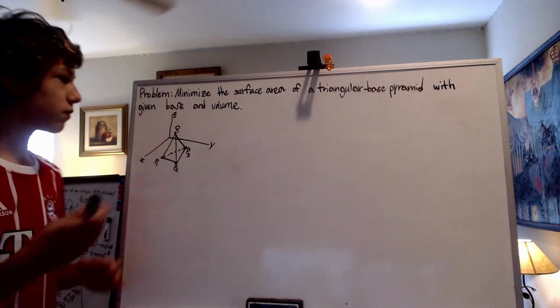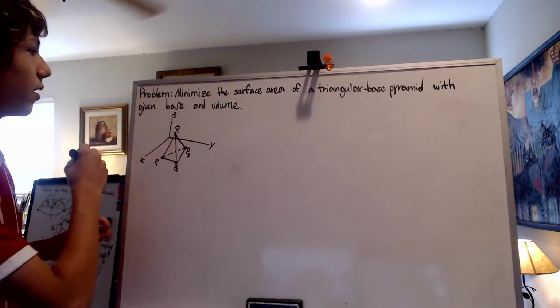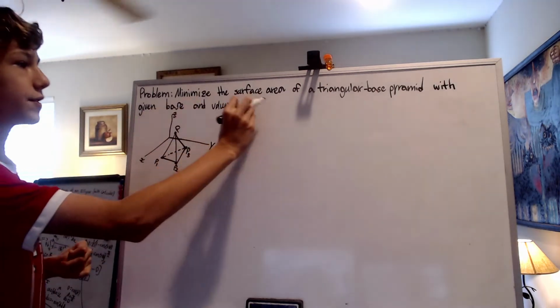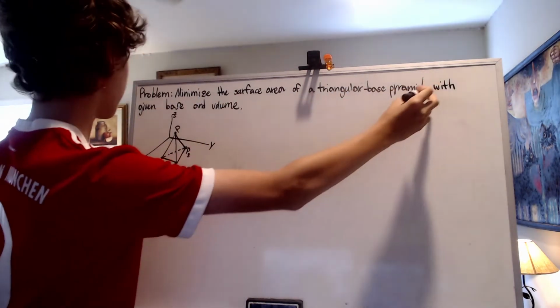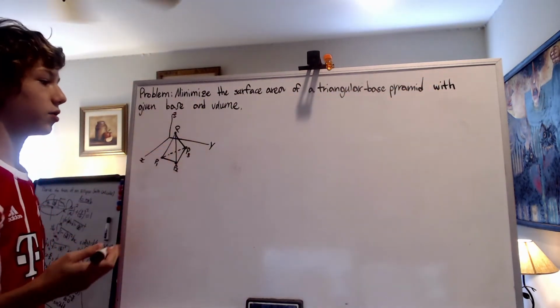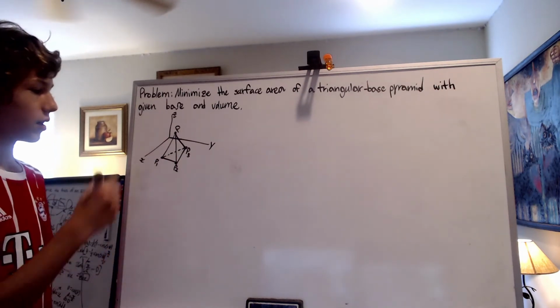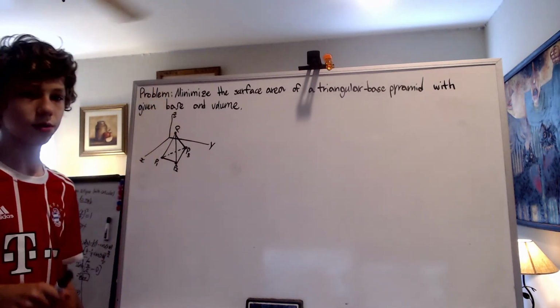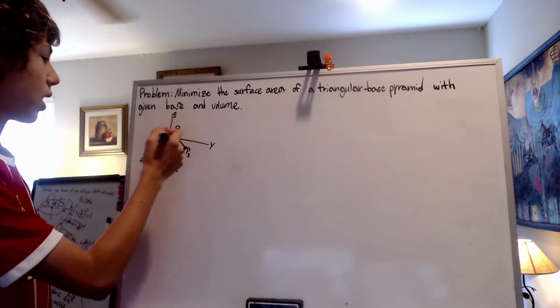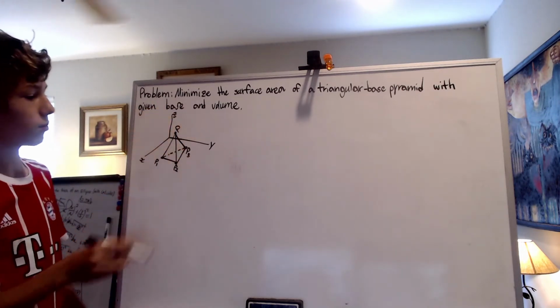Okay, so we're back, and here's the problem. Our goal here is to minimize the surface area of a triangular base pyramid with a given base and a given volume. Prior to recording this, I drew a bit of a coordinate system and what we're working with here.